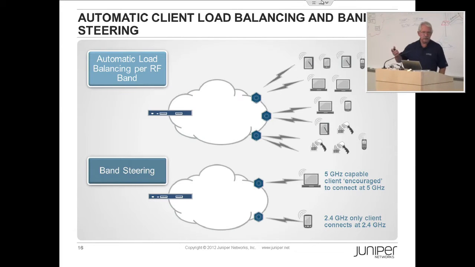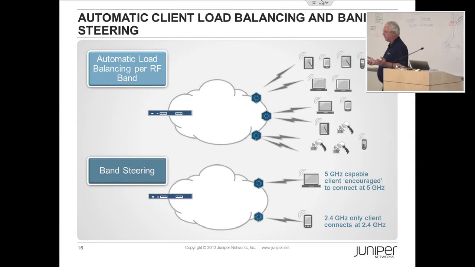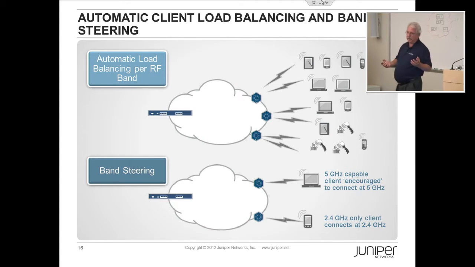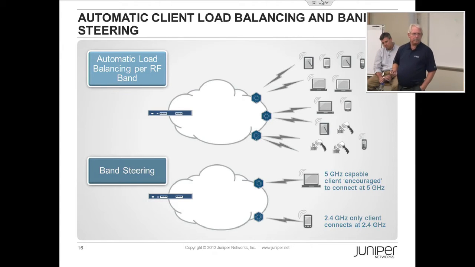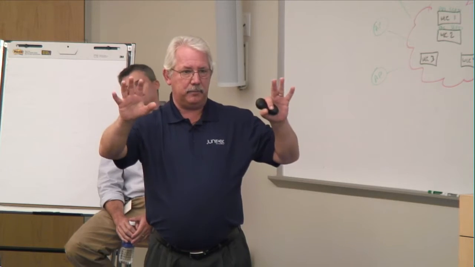By the way, what I heard today was the new Apple iPhone 5 is 5 gigahertz capable. So that's great. So you're pushing all of the clients to 5? It's going to depend on how many clients are there. We'll push them to 5 unless there's nobody at 2.4. I mean, we're not going to push everything there and have to leave it empty.